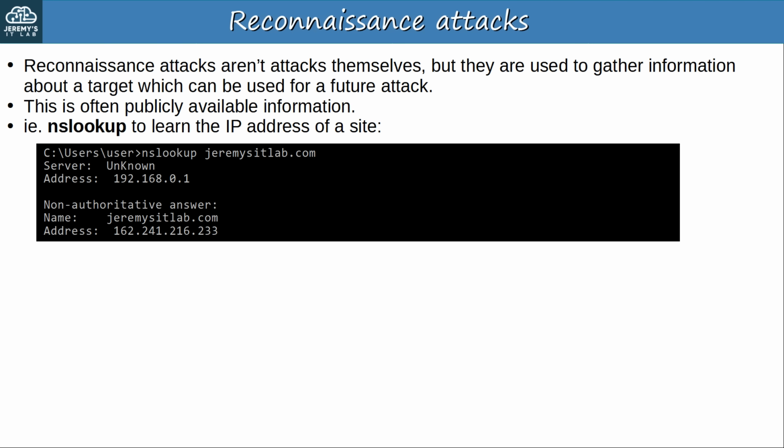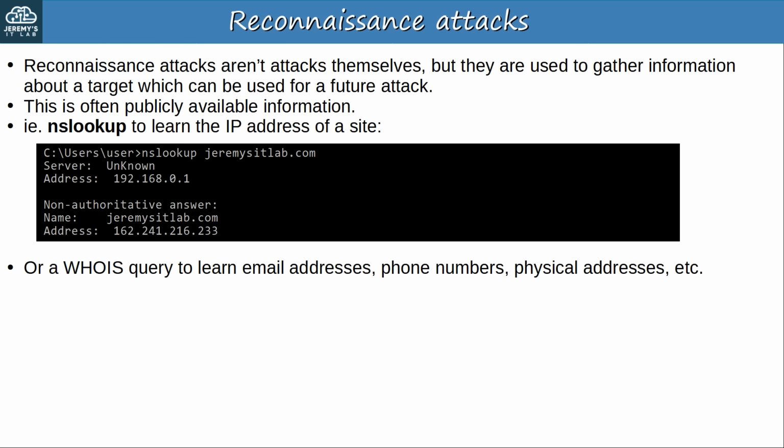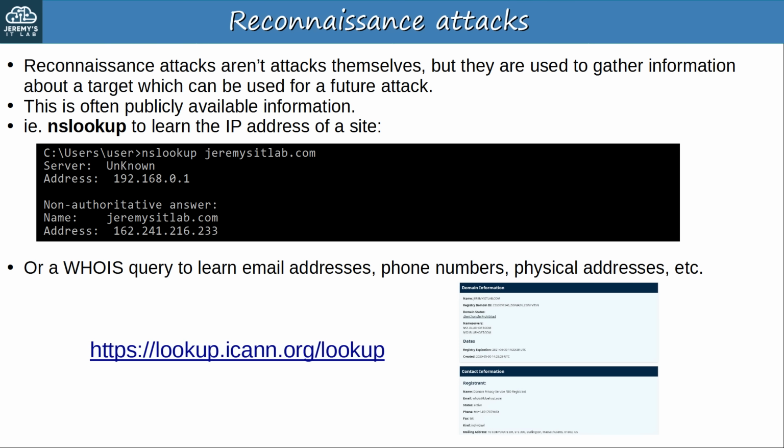For example, you can perform an NS lookup to learn the IP address of a site. From there, you can probe for open ports, which are potential vulnerabilities. You could also perform a whois query to learn email addresses, phone numbers, physical addresses, etc. You can perform a whois query at this website here. For example, I did a lookup of my own website. Once contact information is known, some of the so-called social engineering attacks, which we'll look at soon, can be carried out to threaten the target enterprise.